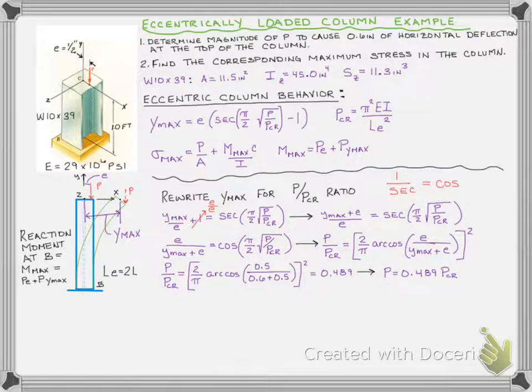And P critical, we know that's our standard equation, so if we plug in our 0.489 times pi squared times our 29 times 10 to the 6 psi for E, our I we established is 45 inches to the 4th. And then we use our L effective, so that's 2 times, and we'll use 120 inches instead of 10 feet, so we immediately convert to inches and our units work out. And we're actually going to find that we have 109.4 kips is the axial load that's going to cause 0.6 inches of displacement.